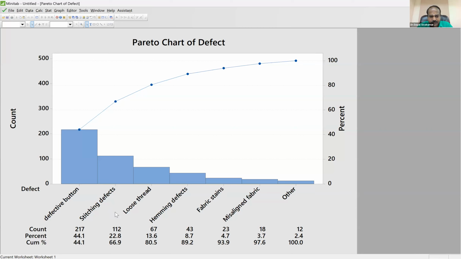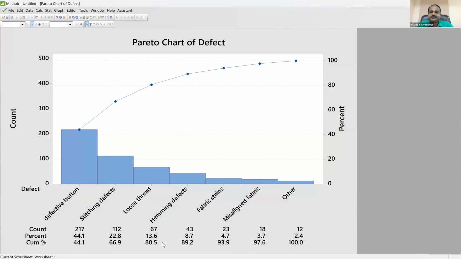Similarly, what is the third defect? Loose thread. Loose thread in terms of numbers is 67, in terms of percentage 13.6, and in terms of cumulative percentage 80.5. Now I realize one thing. 80% of the complaints are due to just 3 defects.